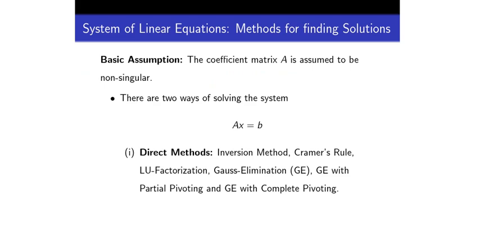So the very first is the inversion method, where you just take the inverse of both sides and you will have x equals A inverse B. So that will give you x equals A inverse B. That is a very popular method, and you know how to do it, at least for 2 cross 2, at least for 2 linear equations, meaning the coefficient matrix is 2 cross 2.